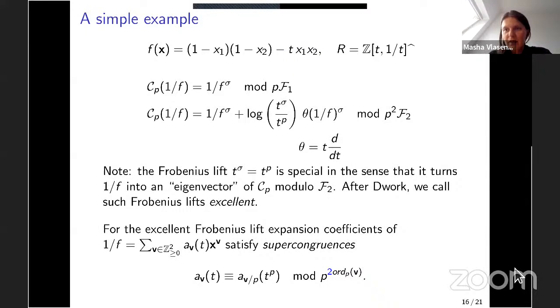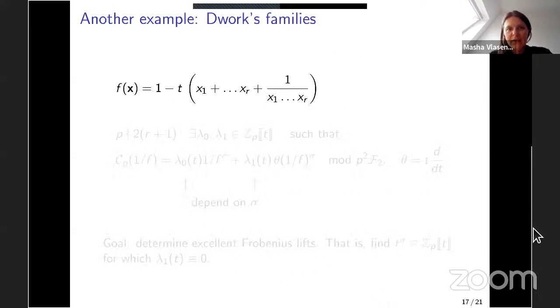The last thing I want to do in this lecture is consider a more sophisticated example of Dwork's families and determine the excellent lifts for these families. Here are the Laurent polynomials we want to consider. This is in R variables, and T is again a parameter which belongs to the ring R.